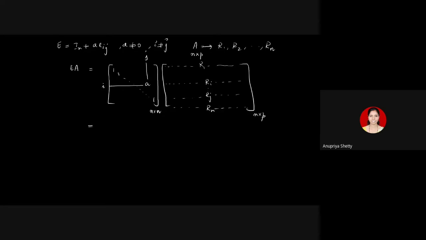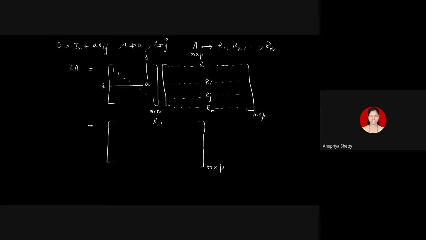On multiplication, what was the effect? We checked with each of the rows. We multiplied the first row with each of the columns, then we multiplied the second row with each of the columns, and we saw that the rows will remain the same except for the ith row. The change is happening only at the ith row. Rest of all the rows are the same as that of A.